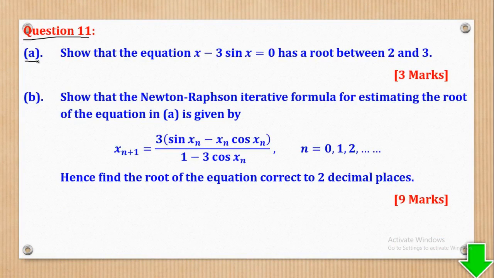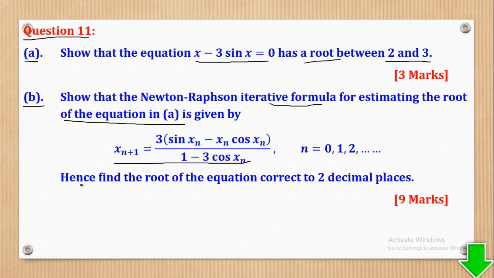So question 11 part A says, show that the equation x minus 3 sine x equal to 0 has a root between 2 and 3. Then part B says, show that the Newton-Raphson iterative formula for estimating the root of the equation in A is given by this expression. Then they say that hence find the root of the equation correct to 2 decimal places.